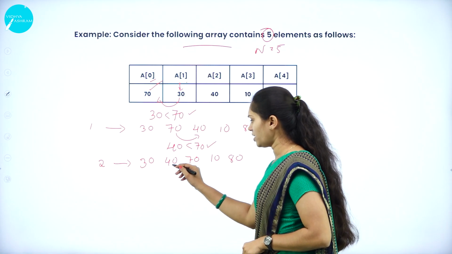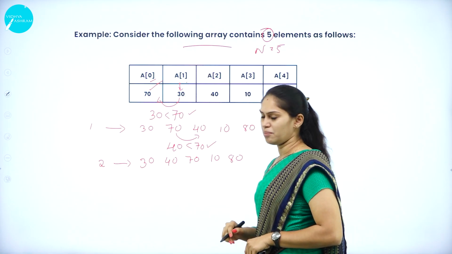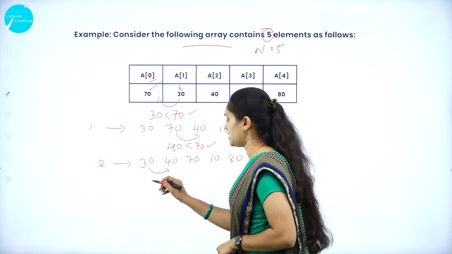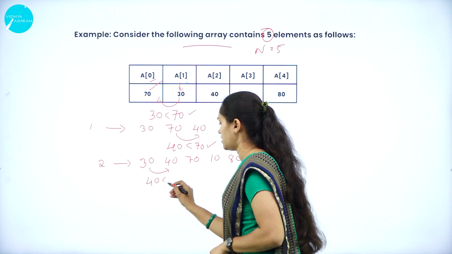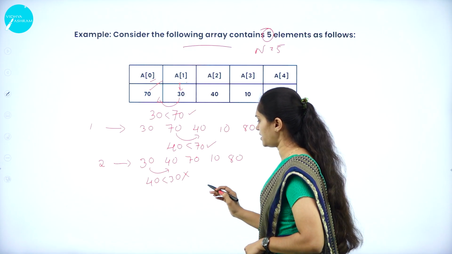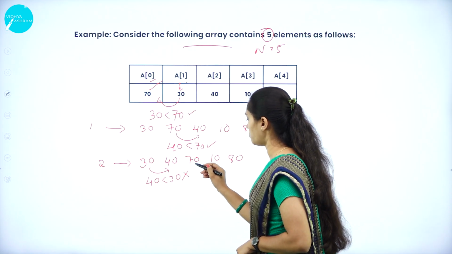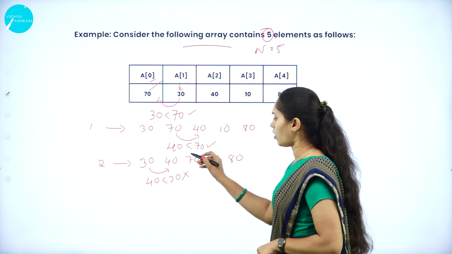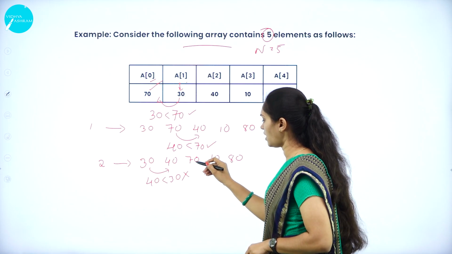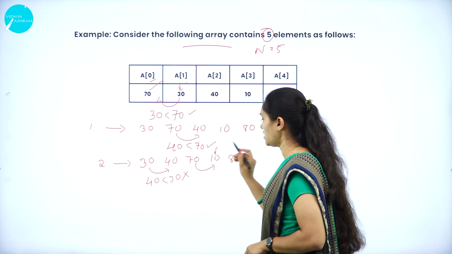So, now I want to compare this with the previous element. So, I am just going to make a comparison. Is 40 lesser than 30? No. So, it will be as it is. I am just going to make a comparison with this one. Already we have done it, that is 40 compared with 70. No. Now, this 10 becomes my key element.